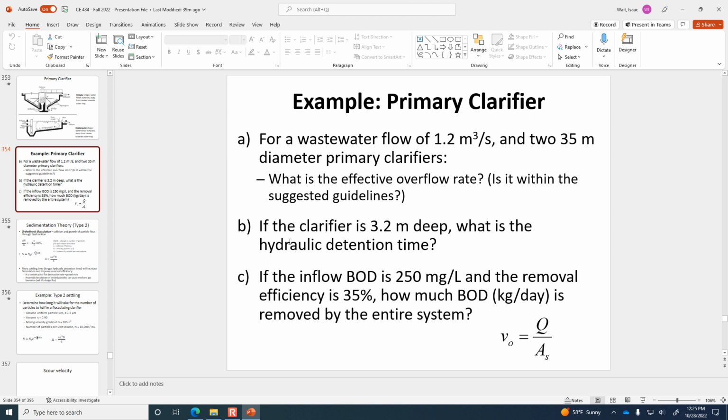So for purposes of this example, we are assuming that the clarifiers are operating in parallel, meaning that the flow is split half and half to each of the clarifiers. So one of the clarifiers will get 0.6 cubic meters per second. The other one would also get 0.6 cubic meters per second. Now, if one of them was out of operation, then that would be totally changed. But let's just look at it when both of them are functioning.